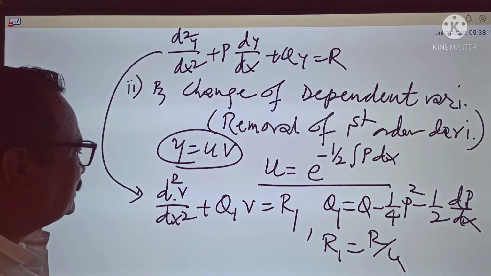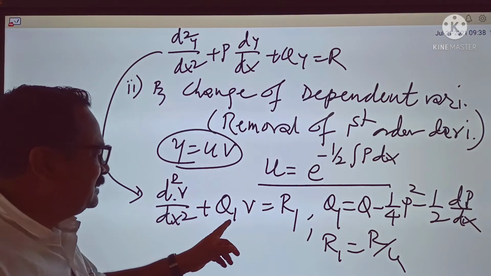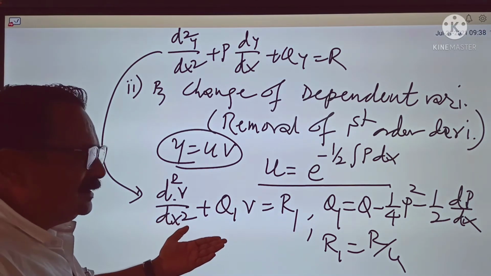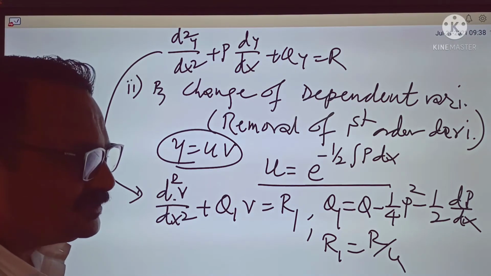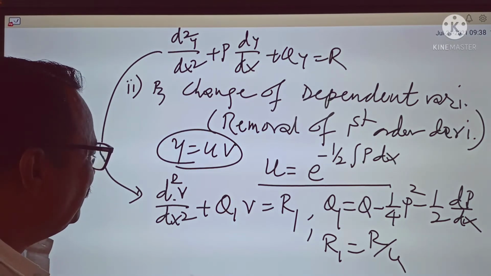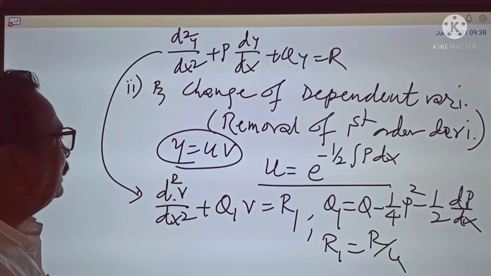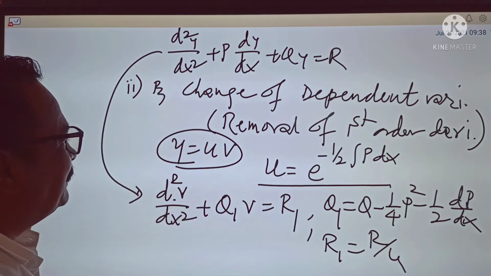If q1 is constant, then it becomes a linear differential equation with constant coefficients. By obtaining CF and PI, we get the solution. Okay. So this is the method by change of dependent variable.